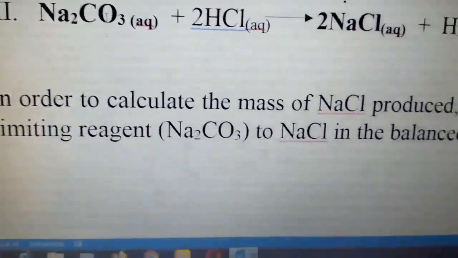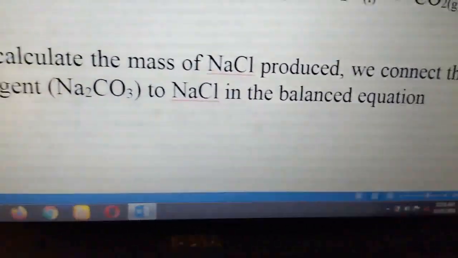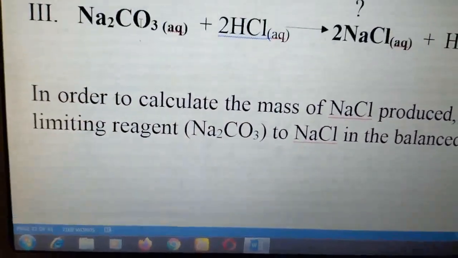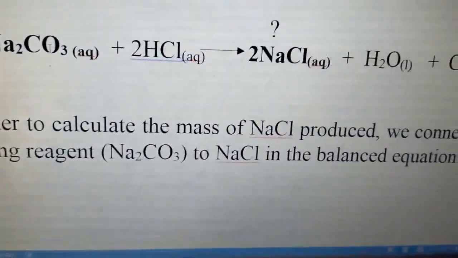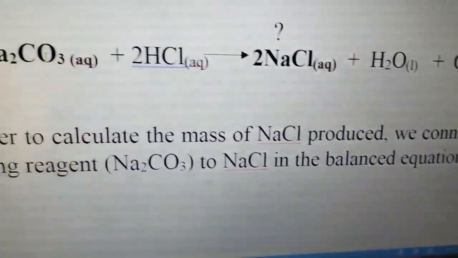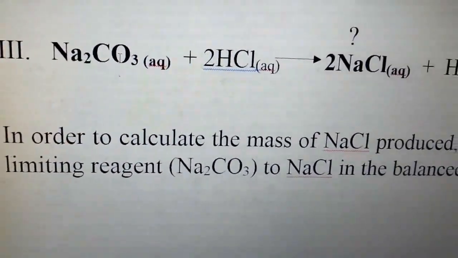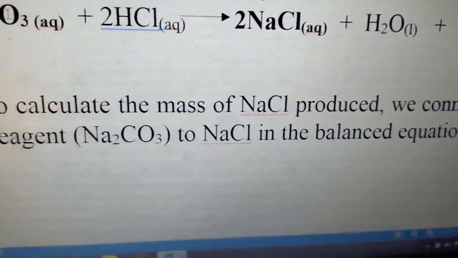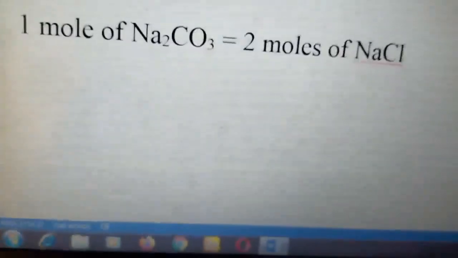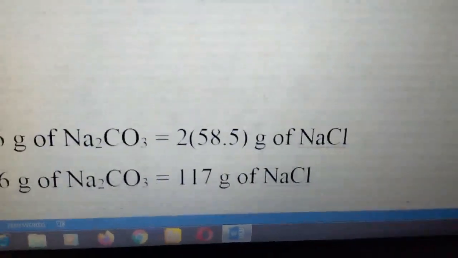So in order to calculate the mass of sodium chloride produced, we connect the limiting reagent, the one that's not in excess, sodium carbonate, to sodium chloride in the balanced equation. As I can see, the stoichiometric mole ratio is 1 mole of carbonate to 2 moles of sodium chloride. So 1 mole sodium carbonate to 2 moles of sodium chloride, you can see that.